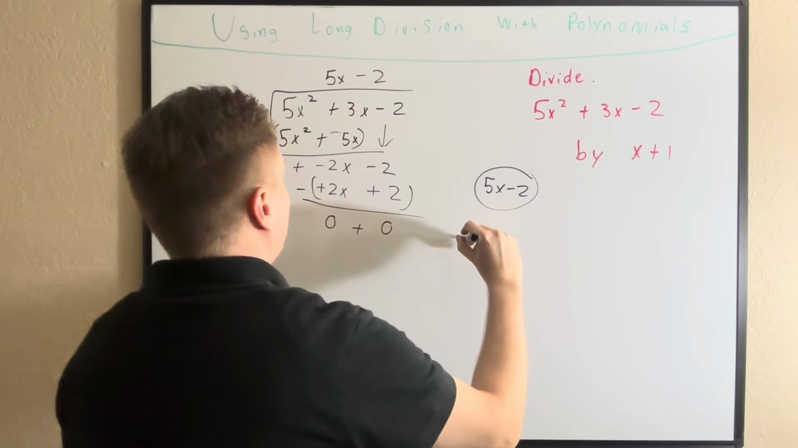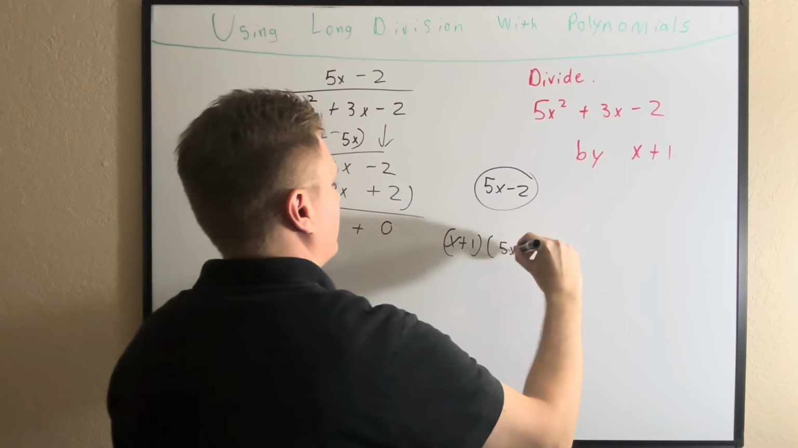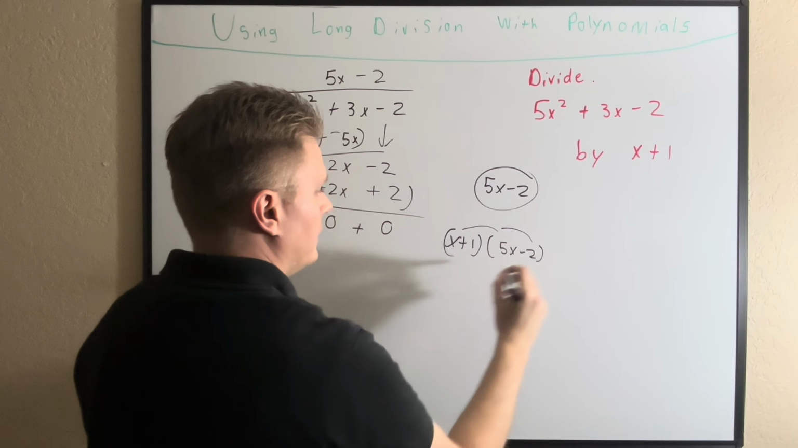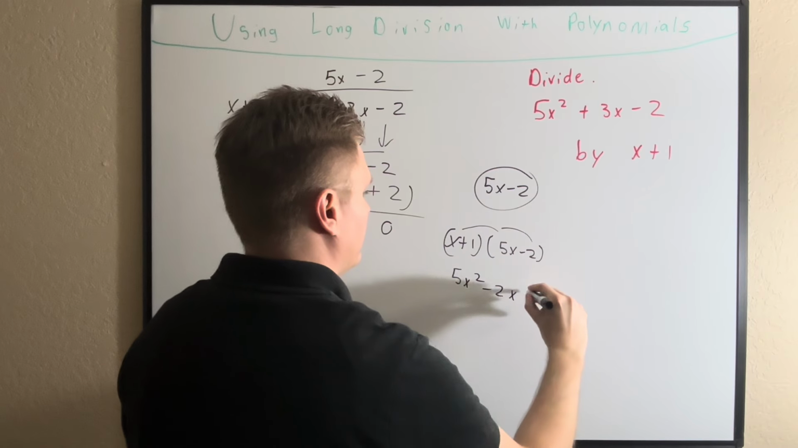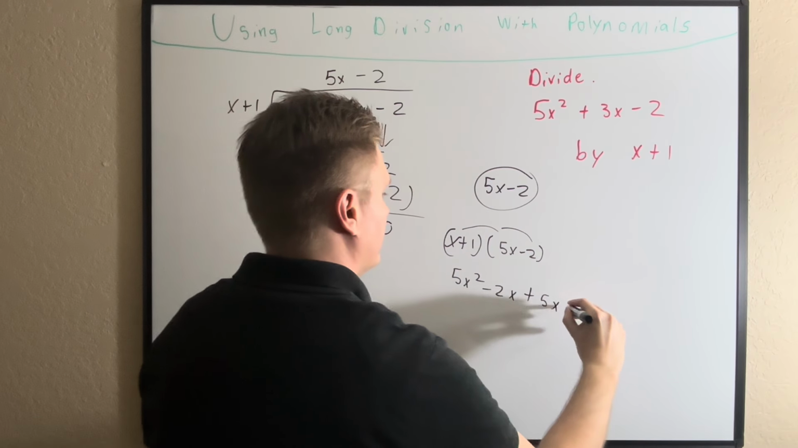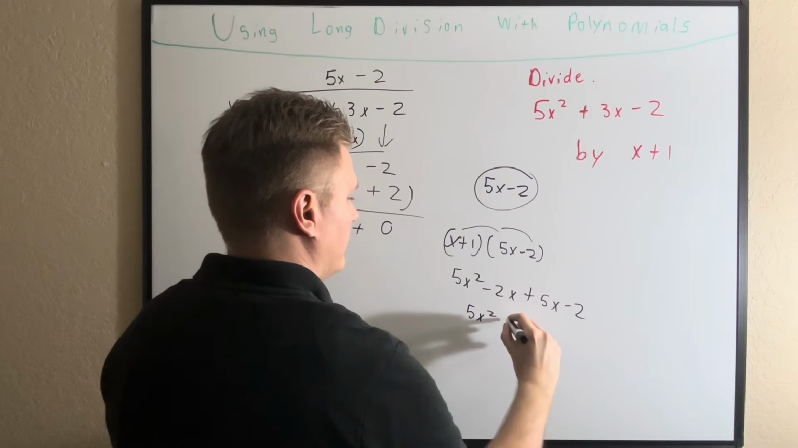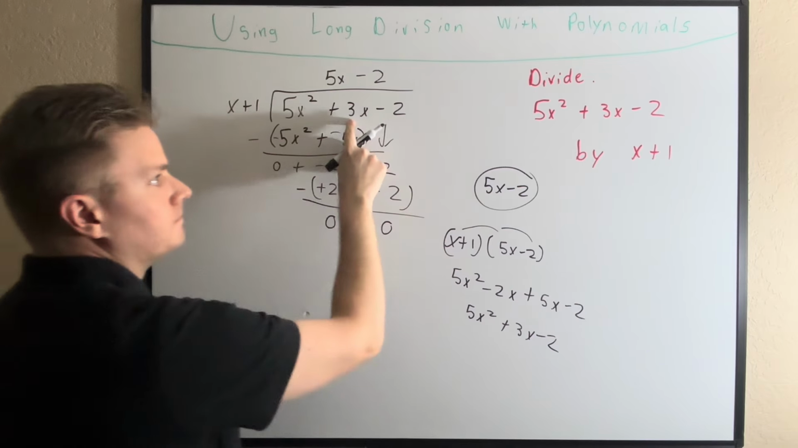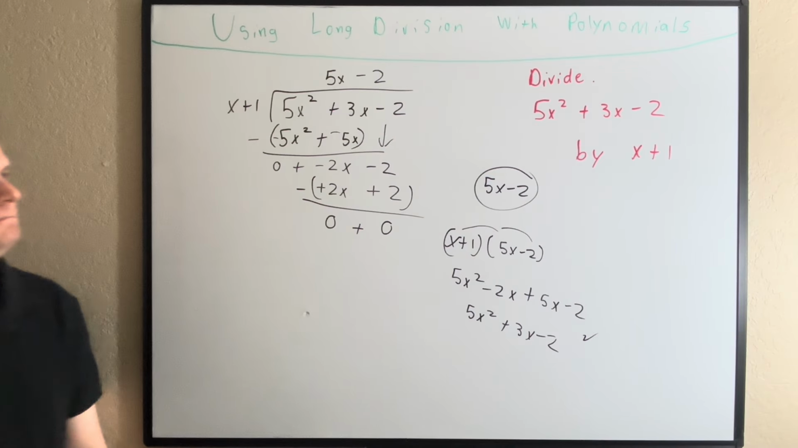Be easy to check our answer. X plus 1 times 5x minus 2 is what? Distributive property. 5x squared minus 2x plus 5x minus 2. 5x squared plus 3x minus 2. So we got it right.